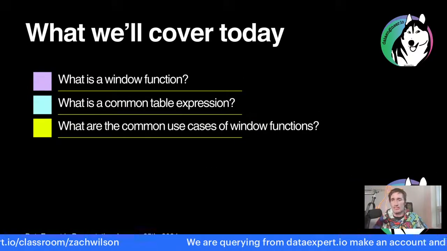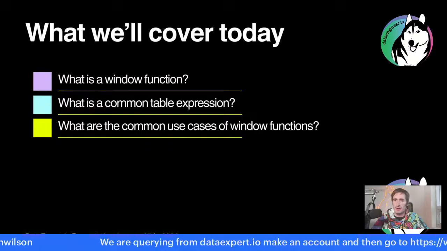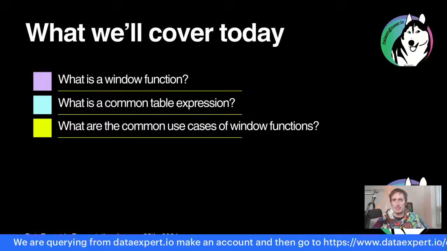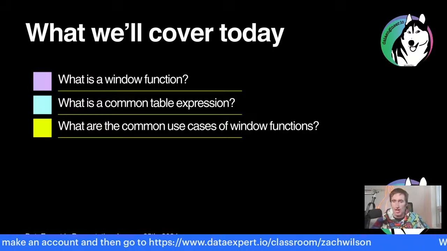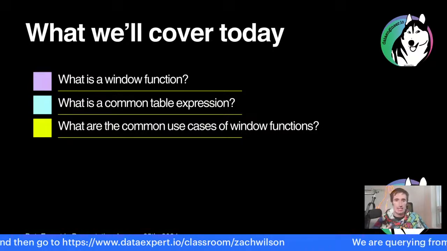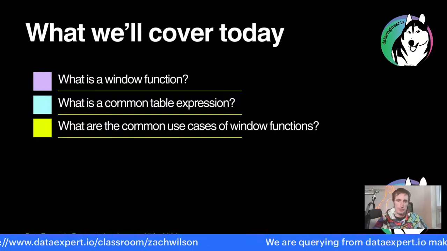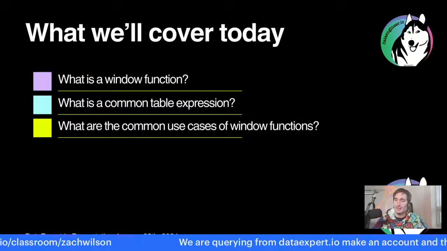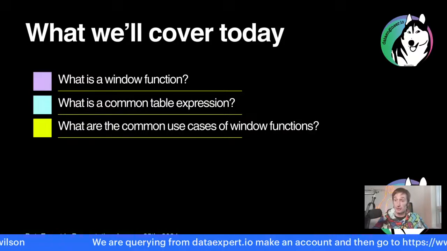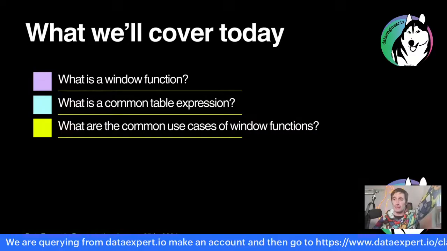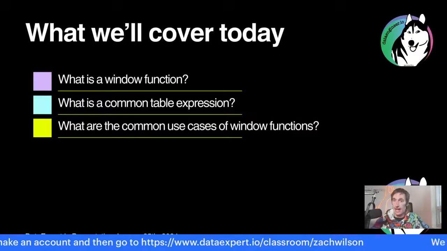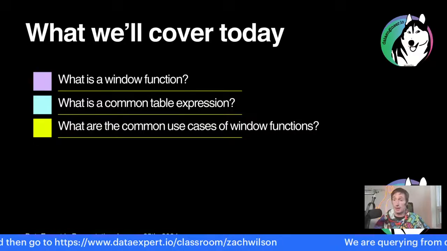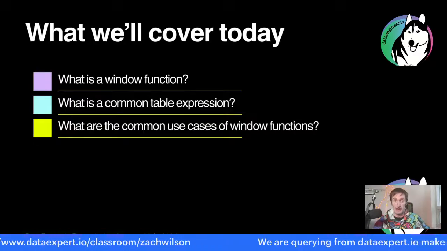So what we're going to cover today is really, we're going to break it into three things here. What is a window function? What is a common table expression? What are the common use cases of window functions? Don't worry if this feels too rudimentary for y'all. We're going to get into the nitty-gritty details as well. So hopefully we can span all the way from the basics all the way down to some of the nitty-gritty details around how some of these things work. So I'm really excited to get into that with y'all.